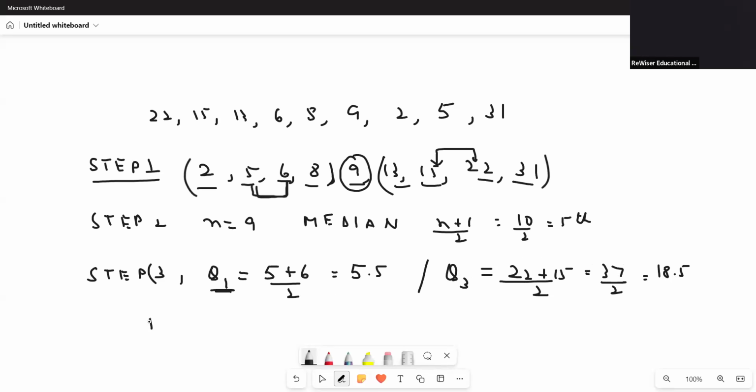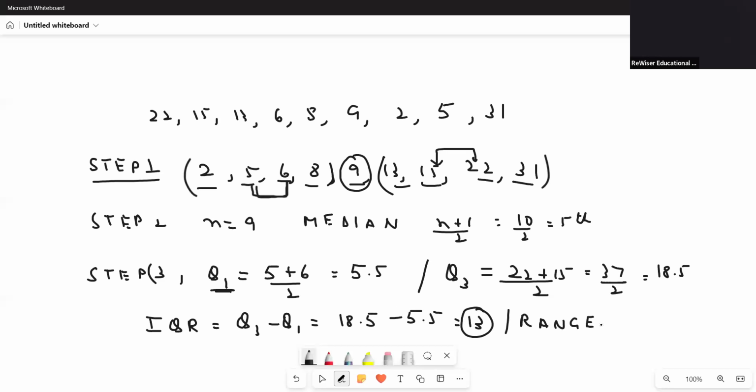If I have to find the interquartile range, which is called IQR, the formula is the third quartile minus the first quartile. So in this case, it has to be 18.5 minus 5.5, and that equals 13. So that gives us the interquartile range. If I want to get the range of this distribution, I have to do the highest value minus the lowest value. So in that case, it's 31 minus 2, and that equals 29.